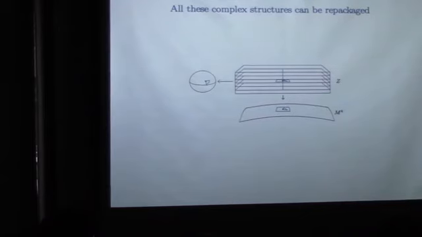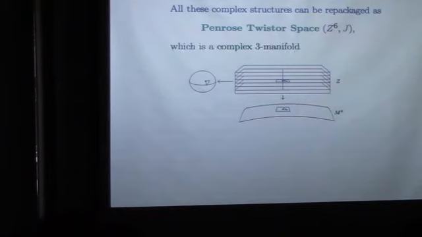These complex structures can be repackaged in a very interesting way. Rather than saying you've got different complex structures on a hyper-Kähler manifold, you could try to consider them all simultaneously, and that actually turns out to make a complex 3-manifold called the Penrose twistor space of the hyper-Kähler manifold. This naturally maps to CP1, where this 2-sphere parameterizes the different complex structures. And this actually becomes a holomorphic map.